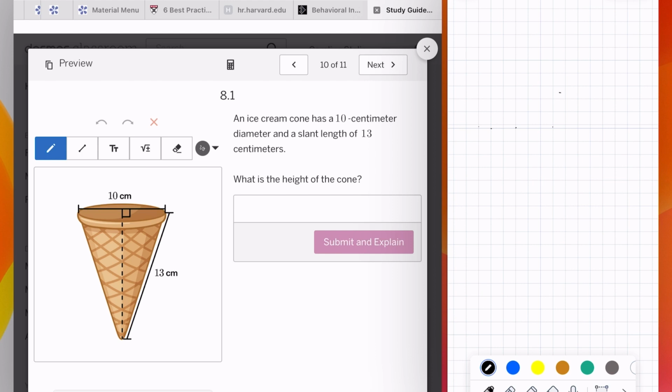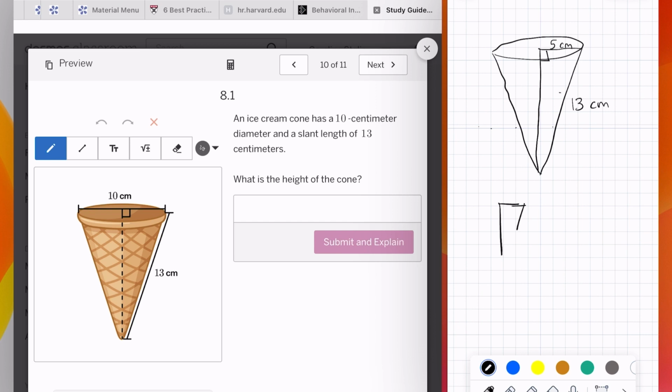But the key thing we need to know in order to answer this question from 7th grade is that when the diameter is 10, the radius is half of the diameter. So we have this cone, but we really are getting a right triangle from it, which is pretty fun. So if the diameter is 10, the radius is 5 centimeters. They give us the slant height, which is 13 centimeters. And then we basically have a right triangle where one leg is 5, the hypotenuse is 13, and we're trying to find the other leg, which we can call A.